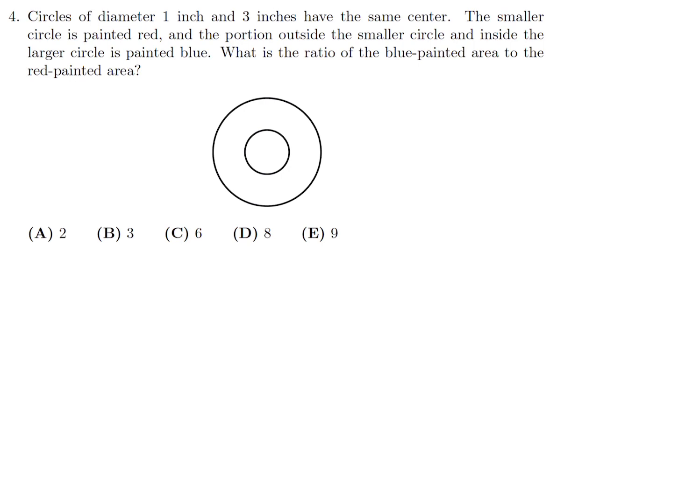Circles of diameter 1 inch and 3 inches have the same center. The smaller circle is painted red, and the portion outside the smaller circle and inside the larger circle is painted blue. What is the ratio of the blue painted area to the red painted area? The smaller circle is painted red, so this is going to be all red. And then the other part of the diagram is blue, so it's going to be painted blue. So in this question, we have to figure out the ratio blue over red.